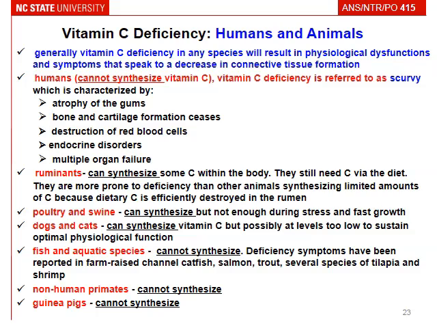But with scurvy, what are some of the signs? We get atrophy of the gums. Bone and cartilage formation stops. We get a lot of destruction of our red blood cells. We have endocrine problems, and eventually we will have multiple organ failure. So we can also see various symptoms similar to scurvy in fish, non-human primates, and guinea pigs.